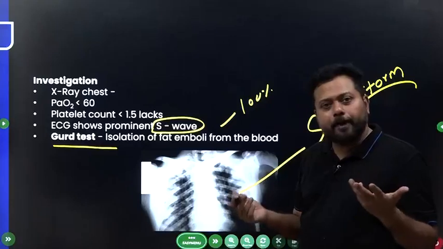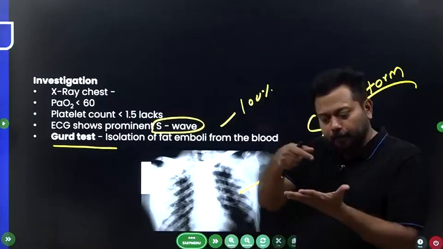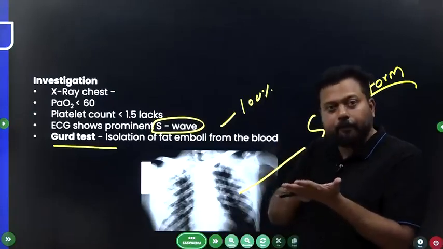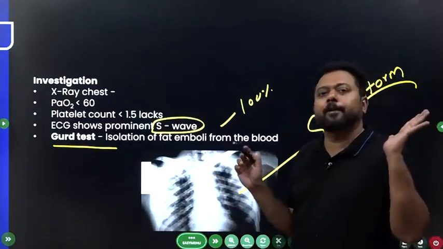No need to spend anything extra. You need a cloth. That's all. You just draw 5 ml of patient's venous blood, pour it, and you can see a golden color fat globule sheen over it. It is a positive Gurd's test. Direct evidence of fat embolism.